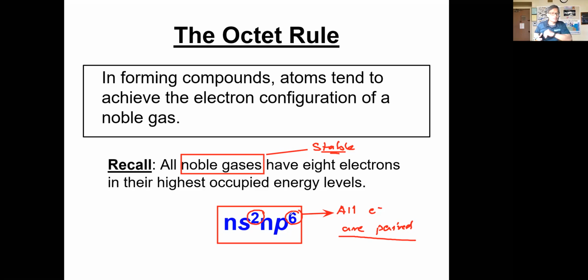That's where we'll pick up on Thursday's lesson. We'll talk about how we can apply this octet rule in order to determine whether an atom will gain electrons or lose electrons. We'll pick up with this discussion on Thursday.